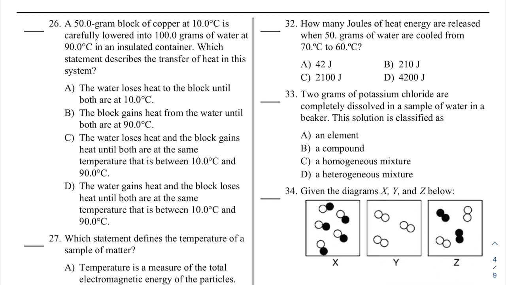Block gains heat from the water. No. Wait, yes. Water loses heat and the block gains heat. That's true. Water gains heat and the block loses heat. No, it can't be D because the water is hotter. Water is hotter, so it's not going to gain more heat. Water is going to lose heat to the block until they're both at 10. No, that's too far. The block gains heat from the water until they're both at 90. No, they can't be. Water loses heat, block gains heat, so there's somewhere in between. Yes, somewhere in between.